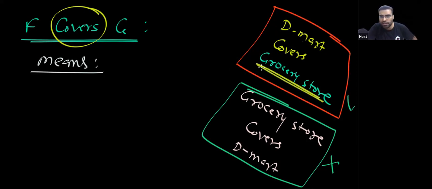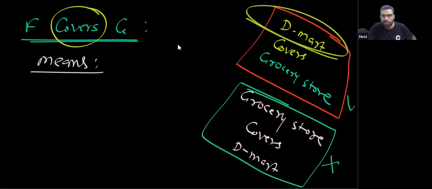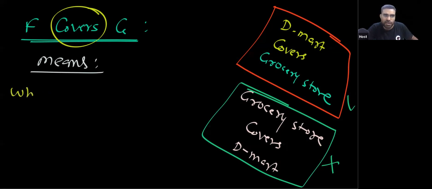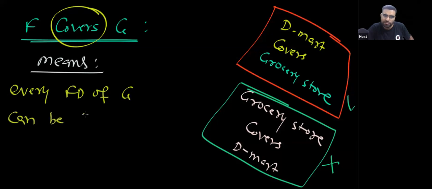Because whatever you have in the grocery store, you can also find in the D-Mart. But the grocery store does not cover the D-Mart. In the D-Mart, you can have something extra. So remember, F covers G. What that means is that whatever FD you have in G, you can derive from F. Every FD of G can be derived from F. F can have something extra.